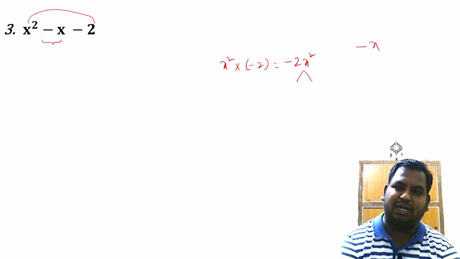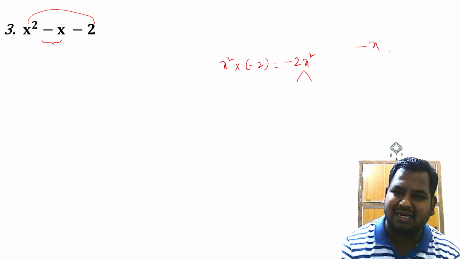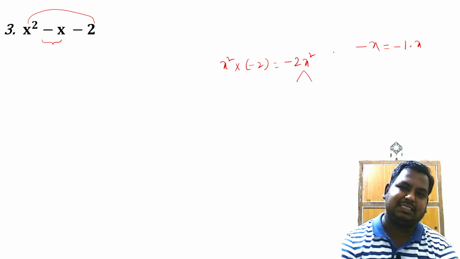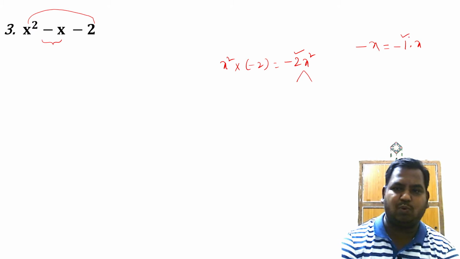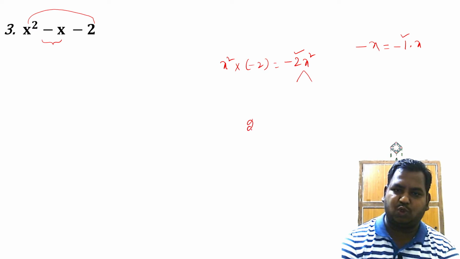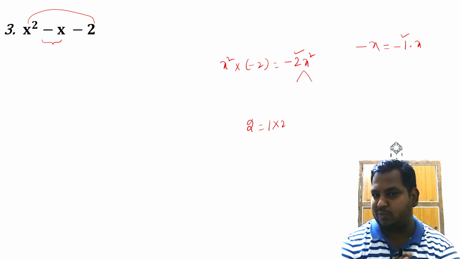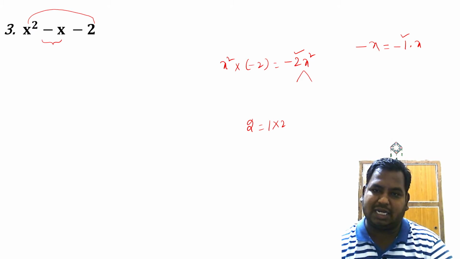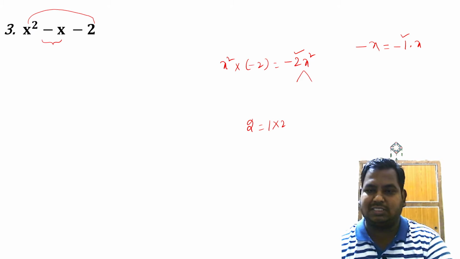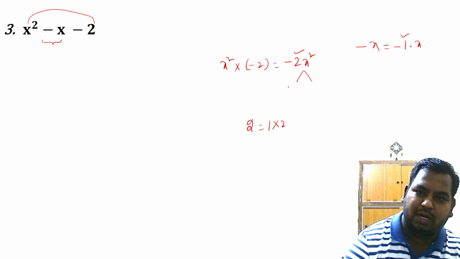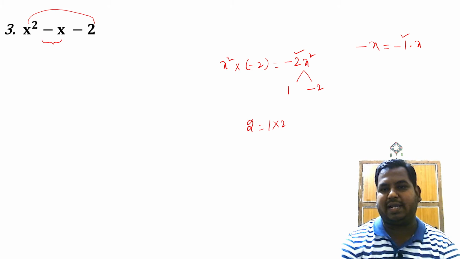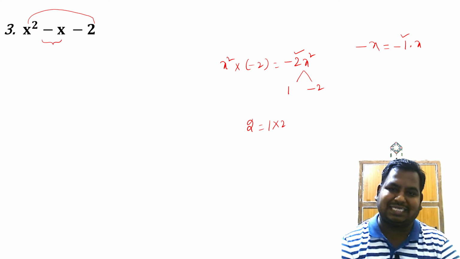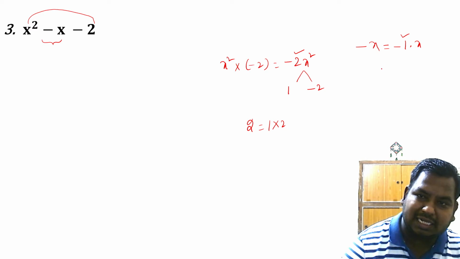For a moment, I can write minus x as minus 1 into x, so we will consider only 2 and 1. I can write 2 as 1 into 2. There is no other possible way. So if I do 1 minus 2, I am going to get minus 1. That's a good thing. I can take 1 and minus 2 because 1 minus 2 is minus 1, and 1 into minus 2 is minus 2. That is acceptable. But here I need minus 1x.